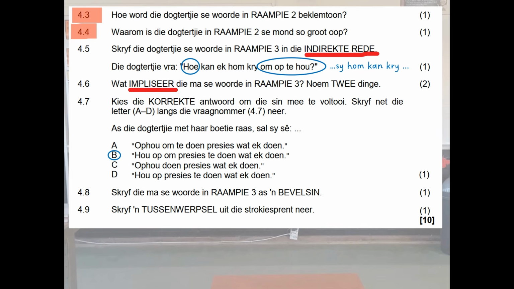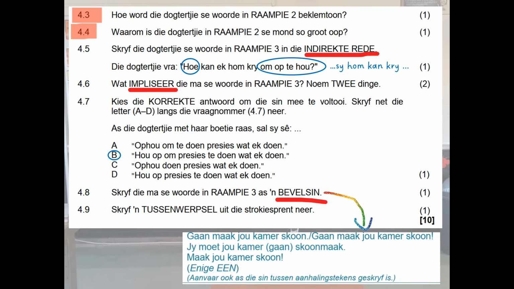7.4. You have to complete the sentence by choosing the correct answer. As die dogtertjie met haar boetie raas, sal sy sê. And in this case, you had to look at the correct order, so the correct stompie for a bevelsin. And funny enough, question 4.8 has a bevelsin. We have to rewrite the mother's words in Rampie 3 into a bevelsin, and that looks like this.